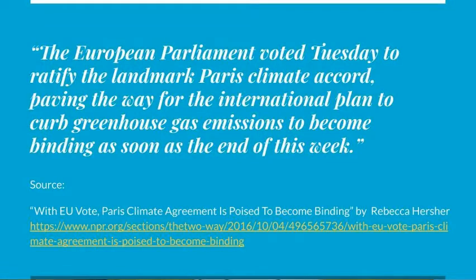The European Parliament voted Tuesday to ratify the landmark Paris Climate Accord, paving the way for the international plan to curb greenhouse gas emissions to become binding as soon as the end of this week. So I know this sounds like a really complicated lead, but basically what it's saying is that the European Parliament signed something so that there could be change in the plan to curb greenhouse gas emissions. And it's telling us that this could happen by the end of the week.